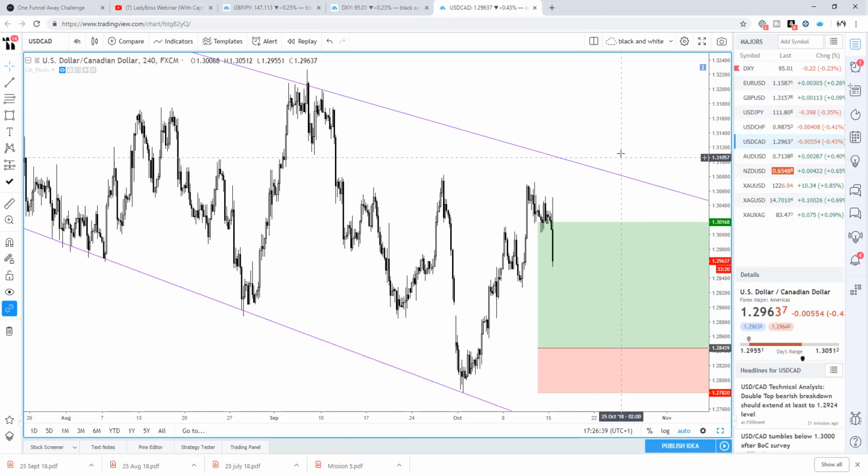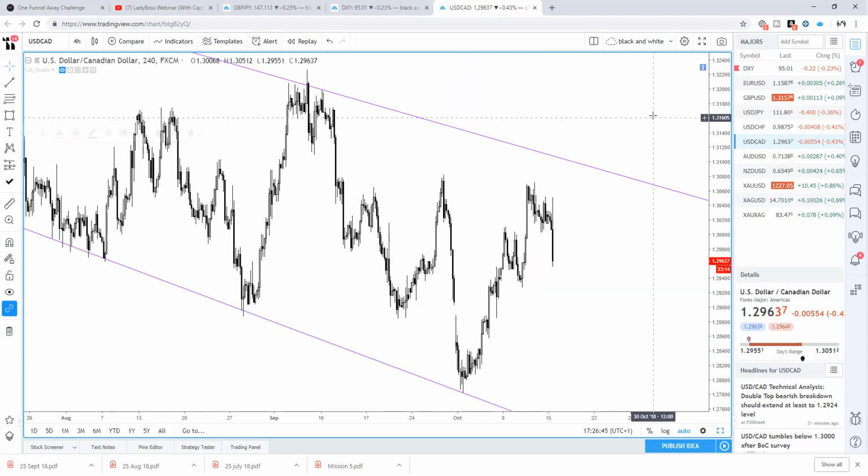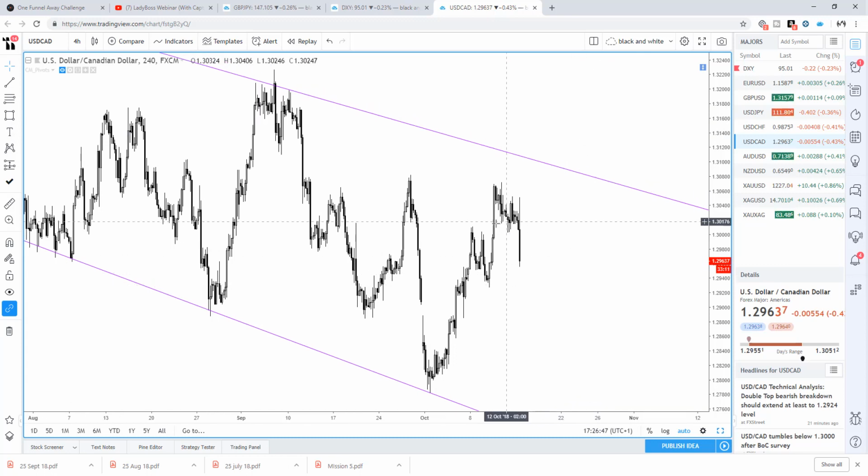Dollar CAD. You can see we had a long trade from down here. This hit target. There's nothing really in this chart for me right now. I'm not looking at any trades here.